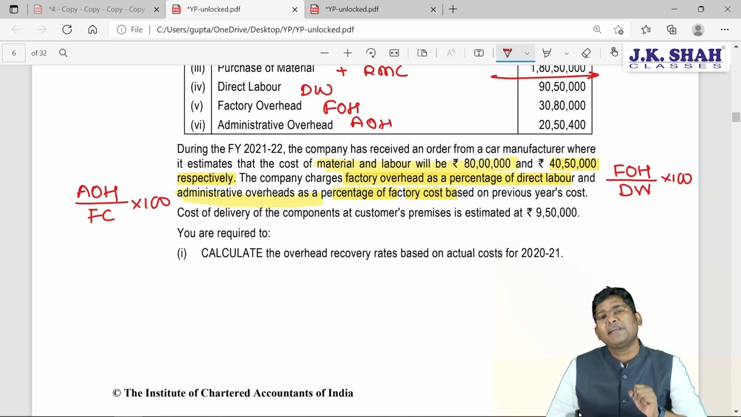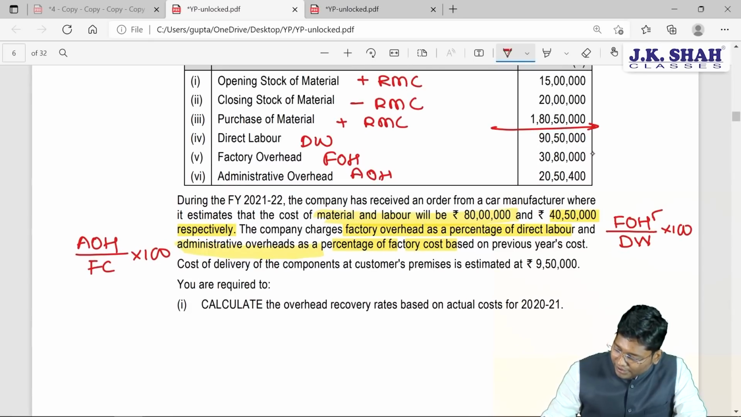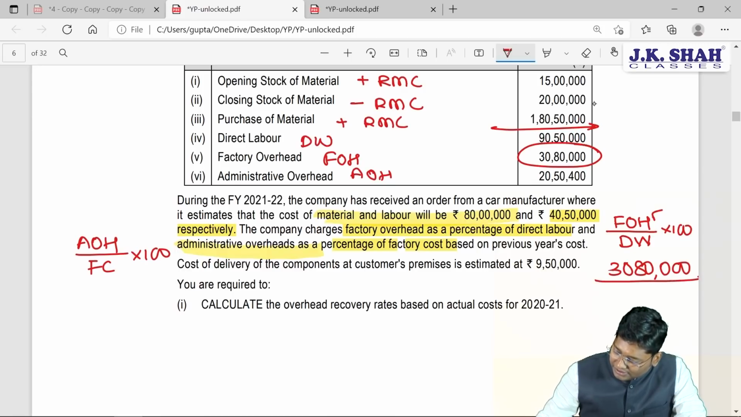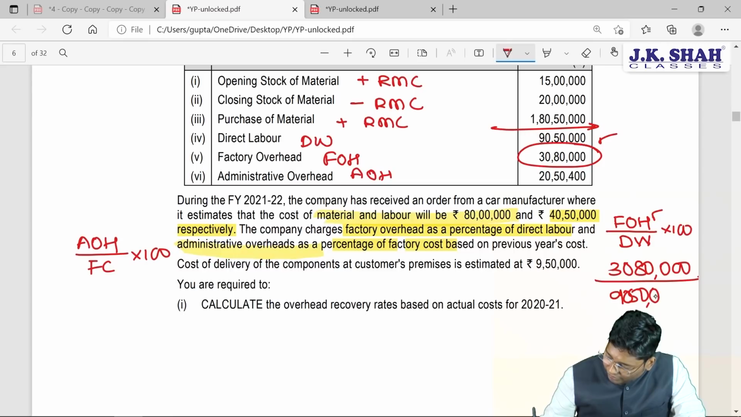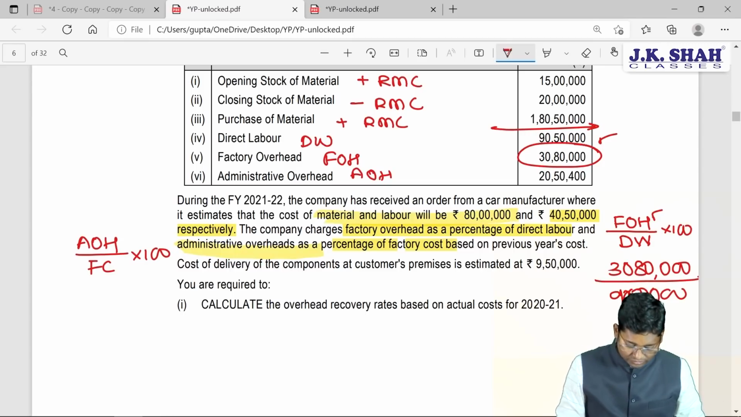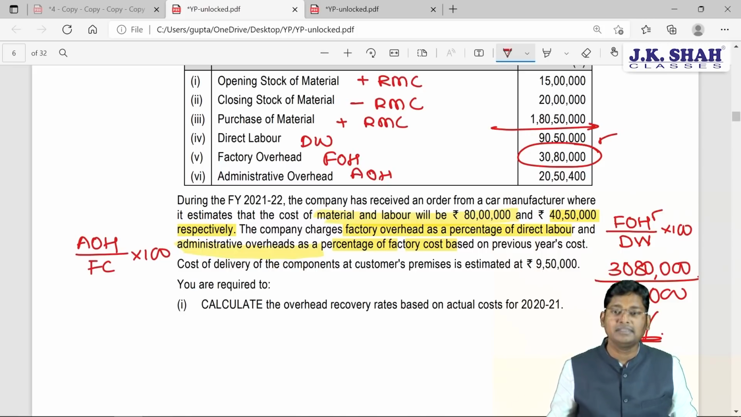So for the purpose of calculating two absorption rates, the first figure needed is factory overhead, and factory overheads are available with us. They are 30 lakhs 80,000. They are to be divided by direct wages, and direct wages amount is 90 lakh 50,000. Now when you solve this, you are going to get some percentages. 30 lakh 80,000 divided by 90 lakh 50,000 will give you some 34 point something percent amount. So exactly 34% rounded off figure you can take here.